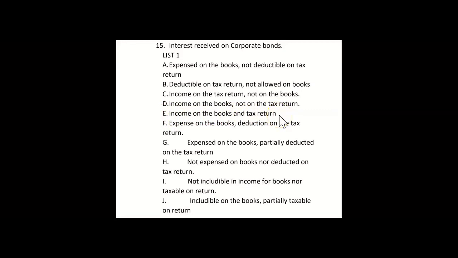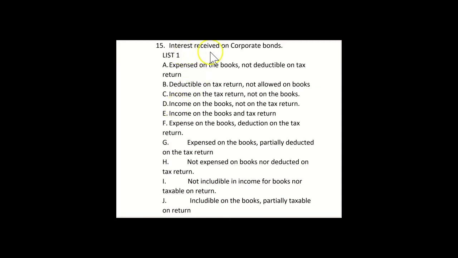So you received interest on corporate bonds, that's going to be taxable on the return, and it's going to be income on the books. So this would actually not make it onto the M1 reconciliation since it's handled the same way on the books and the tax return. You'd have to tell the examiner that there'd be no impact on the M1 reconciliation if an item is handled the same way on the financial statements as it is on the tax return.